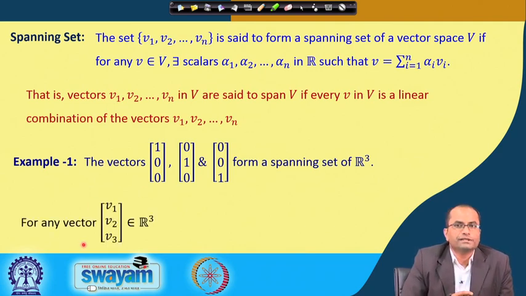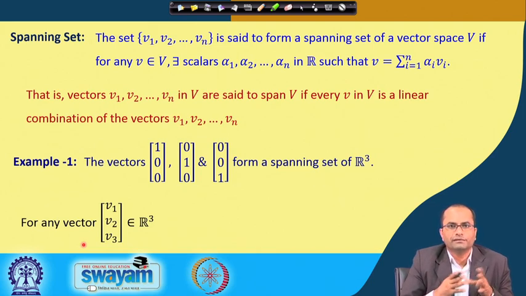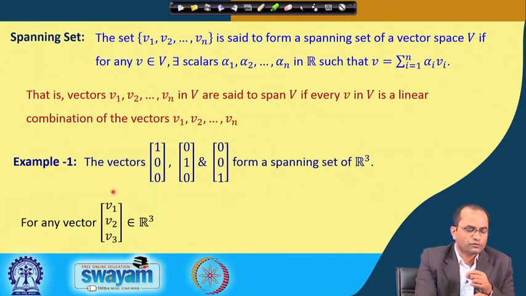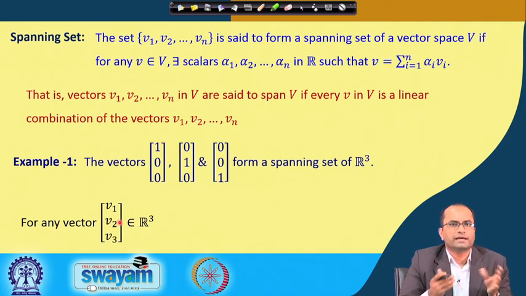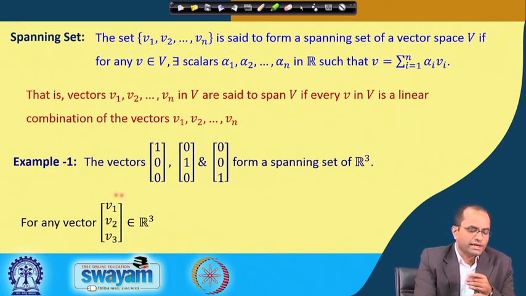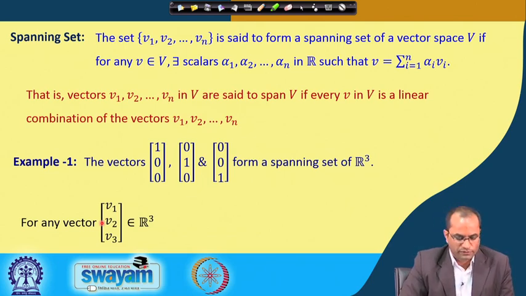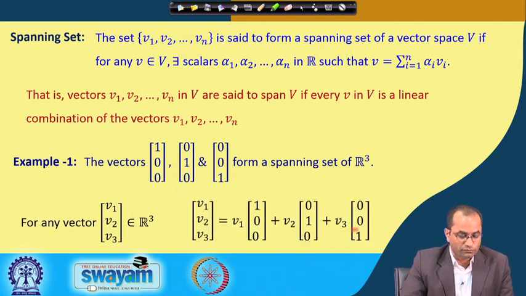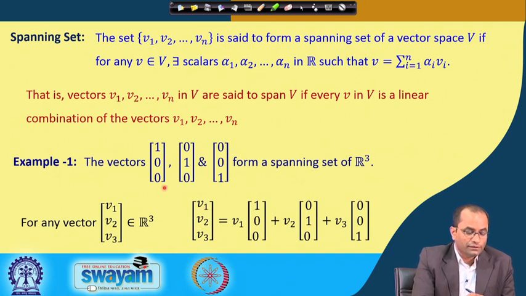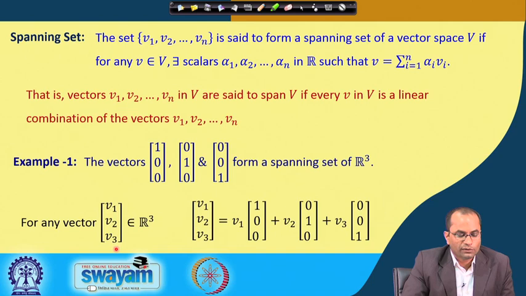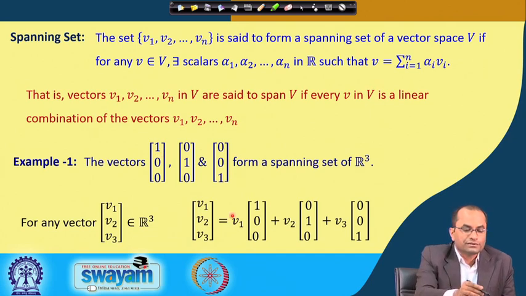So we take a general vector, which we have denoted by v1, v2, v3, that can be any vector from R3. We are not restricting anything on v1, v2, v3; they can be any real numbers, meaning that this vector belongs to R3 and it is a general vector. What we are supposed to do now is to show that this vector, which is a general vector from R3 without any restrictions, we can write down as a linear combination of these given vectors. And why is this trivial in this case?